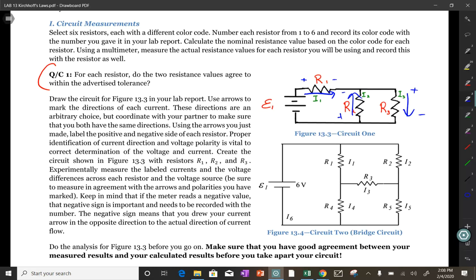So notice this is just what I've shown you in class. Why am I having you do this? For 2 reasons. One is so when you go through and you apply your Kirchhoff's current law and Kirchhoff's voltage law, your directions are clear. Number 2 is for measuring voltage and current.